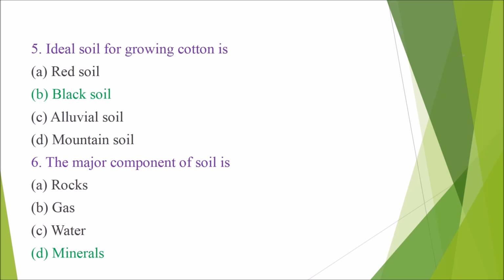Question number 5. Ideal soil for growing cotton is option A. Red soil, B. Black soil, C. Alluvial soil, D. Mountain soil. So the answer is option B. Black soil. Question number 6. The major component of soil is option A. Rocks, B. Gas, C. Water, and D. Minerals. So the answer is option D.